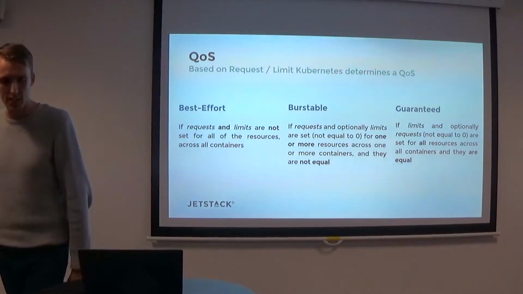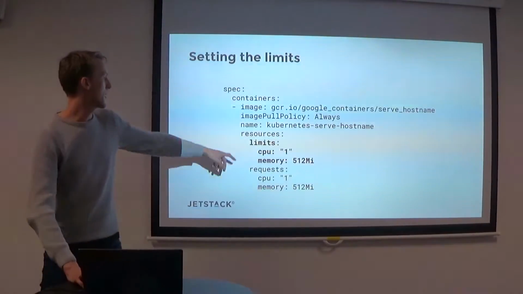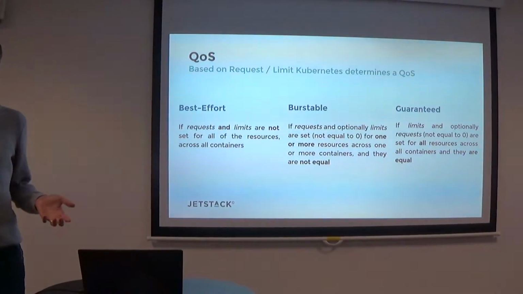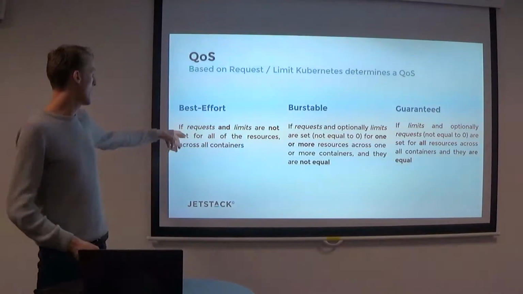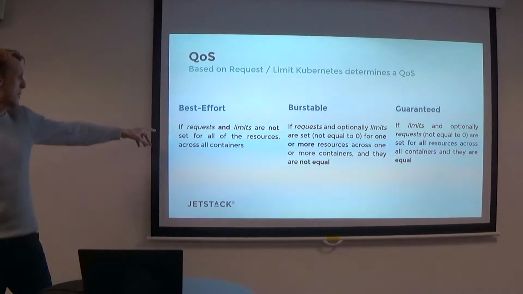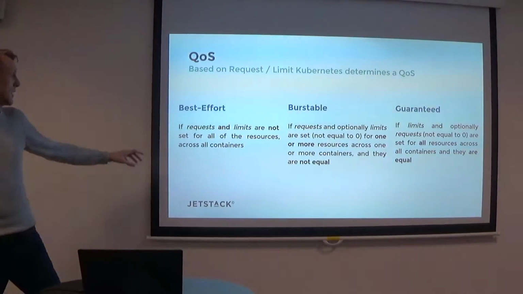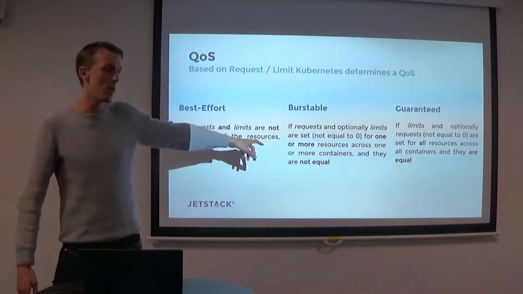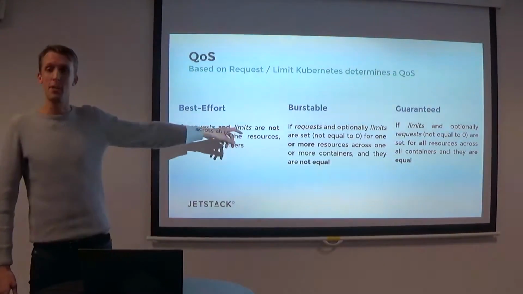But in Kubernetes, it goes one step further. By requesting these requests and limits, Kubernetes implicitly determines the quality of service for your container. So it classes it into a bunch of classes. One is best effort. If I didn't specify any resource constraints or limits whatsoever, it's regarded as best effort. If, however, I do make a request, or optionally set a limit, then it's regarded as burstable.